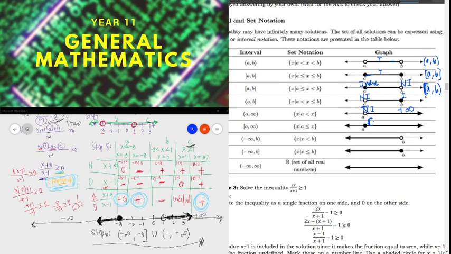This one is a, and then b is included. This one is a to positive infinity. We can use parenthesis because we do not know what the limit of that positive infinity is, because it can still extend. That's why we don't have a specific number, and that's why we're going to use parenthesis.